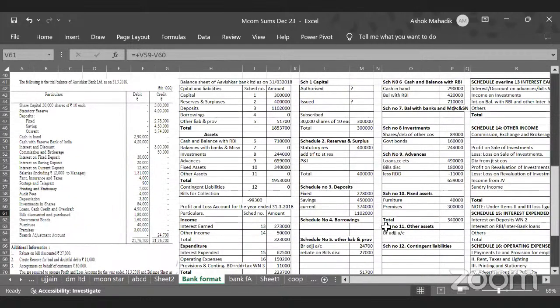Now next adjustment is acceptance on behalf of customers. These are bills for collection. So that is not our asset, not a liability. So it will be below contingency. Bills for collection. How much? 80,000. Clear, students? So we have done the posting part.